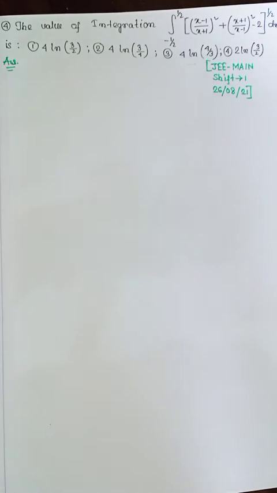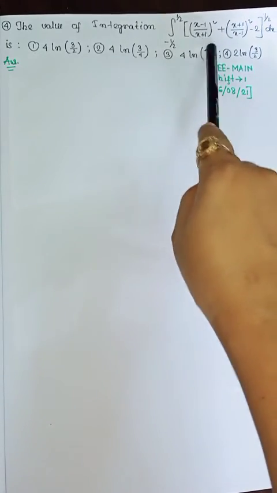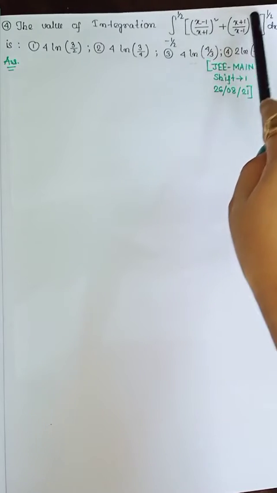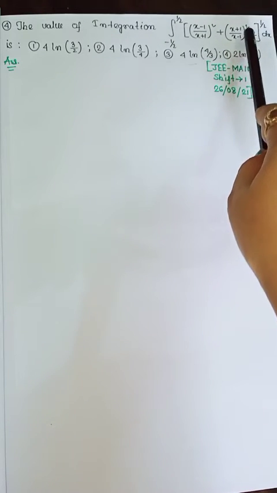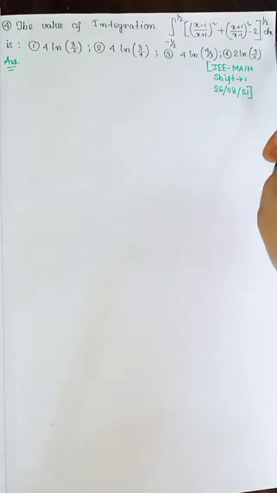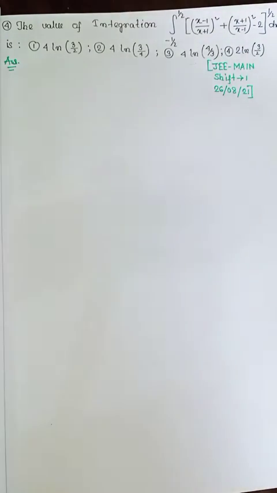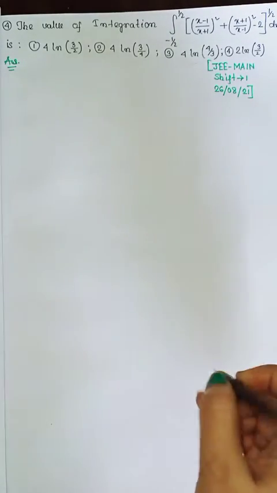Today we solve JEE Main 26th of August 2021 question number 4. The value of the integration between the limits minus half to half of the square root of (x minus 1 by x plus 1) whole square plus (x plus 1 by x minus 1) whole square minus 2 dx is given, and four options are given. This question is in the house of definite integration, and it's also a memory based question.